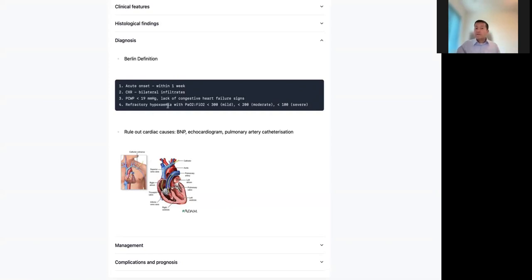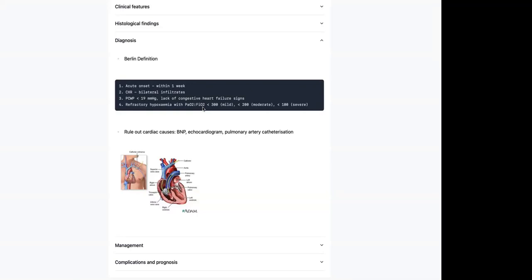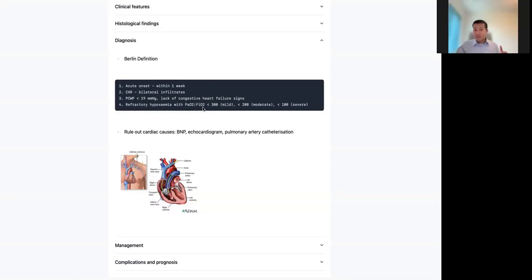And next is the refractory hypoxemia, meaning PaO2. This is the partial pressure of the oxygen inside the blood. FiO2 is not the partial pressure, but the percentage, the fraction of the oxygen. Fi stands for fraction of the inspiratory oxygen in the air, that is usually about 21% if it's room air. It's about 20-21% in room air, and then we can increase it as we go along.